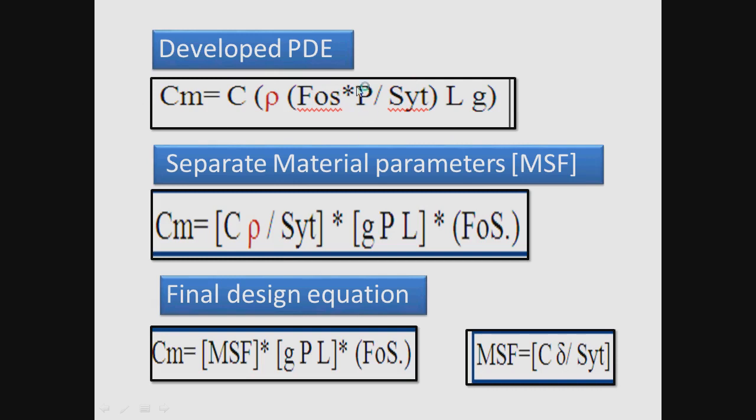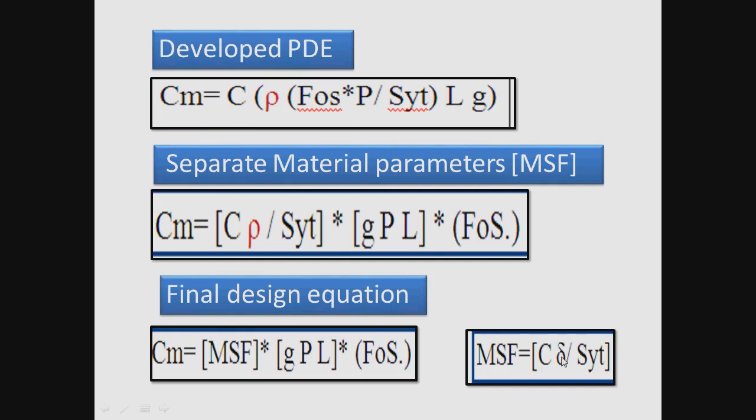P is the force applied, it does not depend on the material. Length does not depend on material. G is a constant. So that's why the material properties are C, rho and SYT. So you write C into rho upon SYT separately, and the remaining parameters you write separately. This parameter is called MSF, that is, material separation parameter.